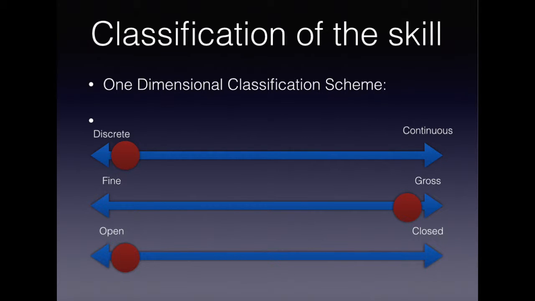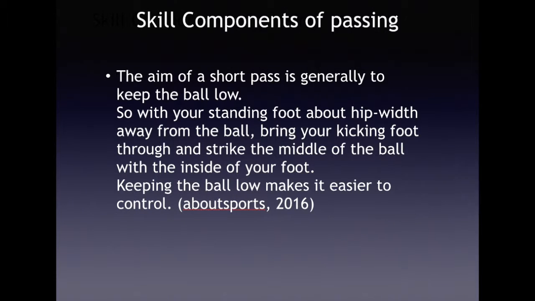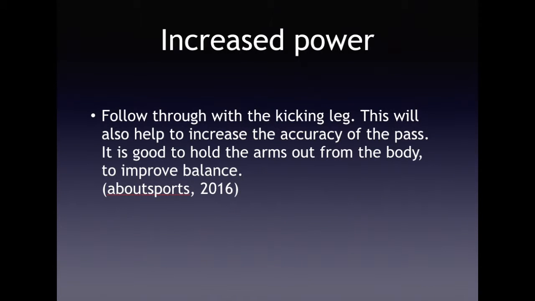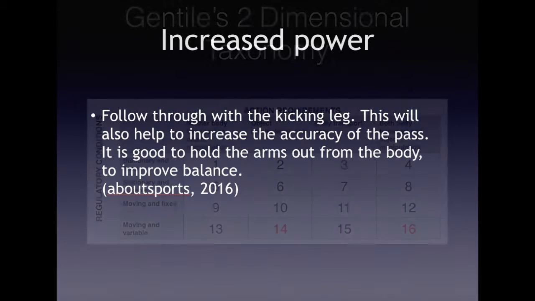The skill will initially be practiced in closed conditions until the learner becomes more comfortable. The aim of a short pass is generally to keep the ball low, so with your standing foot about hip width away from the ball, bring your kicking foot through and strike the middle of the ball with the inside of your foot. Keeping the ball low makes it easier to control. Follow through with the kicking leg. This will also help to increase the accuracy of the pass. It is good to hold the arm out from the body to improve balance.